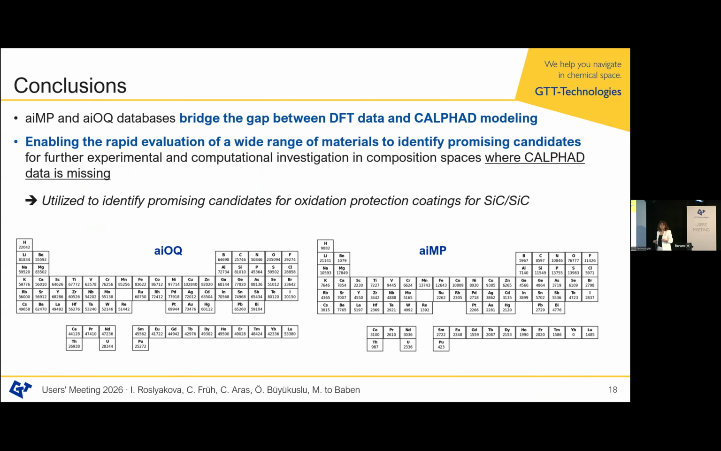At the conclusion, I just have a quite short message. I think I could impress you and show you how you can make a bridge between the classical CALPHAD databases and DFT-based databases, aiMP and aiOQ. We also showed the application of how, using high-throughput calculations, you can do screening and select materials for the application. In this case, it was silicon carbide composite. And here you can also see the list of elements or compounds in both aiOQ and aiMP databases. You can also find it in the documentation or in the publication of the case here.